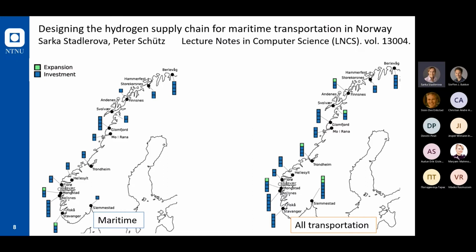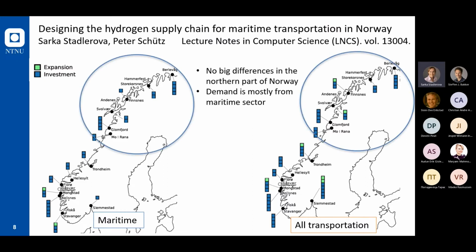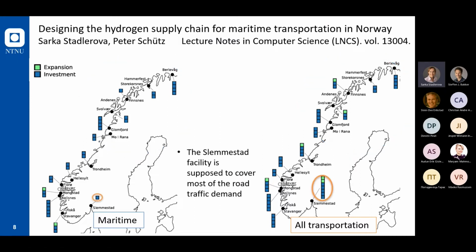But now when we compare these two figures, there is nothing special in the northern part of Norway, because the demand in the northern part of Norway comes mostly from the maritime sector. So there are no big differences. The biggest differences are in the south, because most of the road traffic demand is located in the southern part of Norway. So in general, we open more facilities or larger facilities here on the west coast. But the biggest difference is the facility in Slemmestad, because this facility is supposed to cover most of the road traffic demand located in the Oslo area.